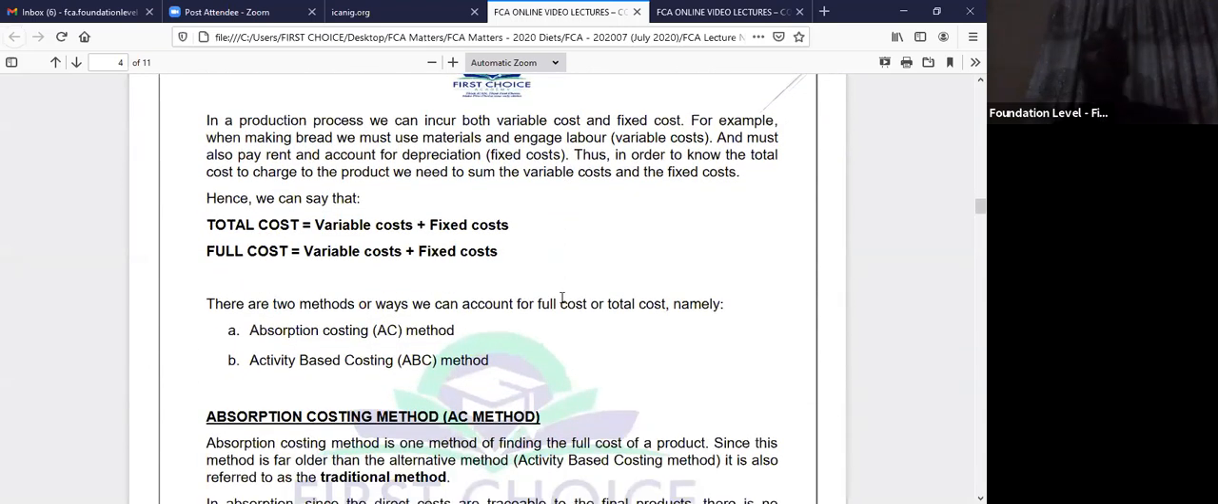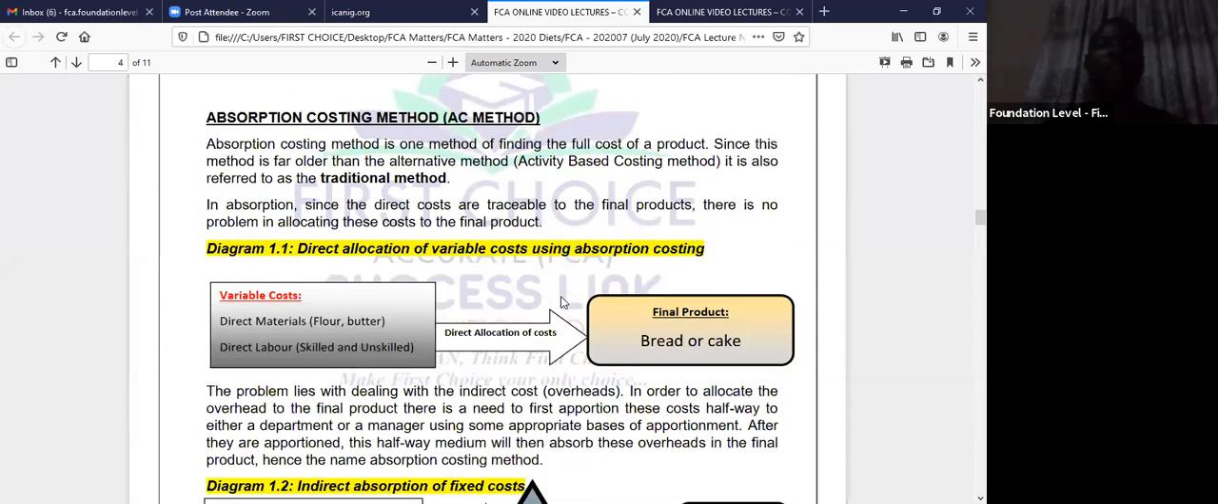Okay? Now, we will say that our total cost is the sum total of your variable costs and your fixed costs. Sometimes we can call your total cost the full cost. It's the sum total of your variable cost and your fixed cost. And there are two methods by which we can account for your full costs. They are absorption costing, which I call the AC method, then activity-based costing, which we call ABC. So let's look at these two methods and see what we can get from them. Now, absorption costing is one method of finding the full cost of a product.